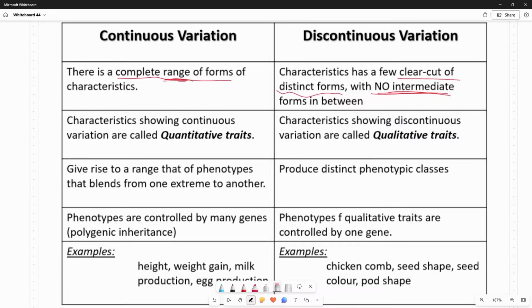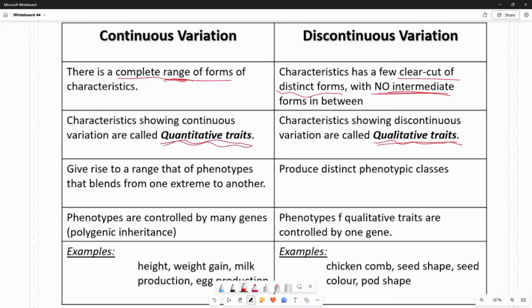Characteristics that are showing continuous variation are called quantitative characteristics. And characteristics that show discontinuous variation are called qualitative characteristics. So we've got two classes when we classify characteristics, quantitative and qualitative characteristics. Your quantitative characteristics will show continuous variation, and your qualitative characteristics show discontinuous variation.